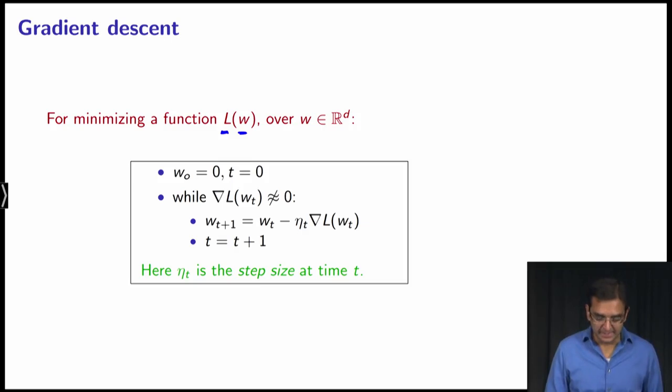So what are these updates? Well, if the current parameter vector is W sub t, what we do is we compute the gradient. We compute the derivative of the loss function at W sub t, and we move in the opposite direction to that derivative with some step size eta sub t. So a very simple update. And the question is, why does this work? So let's think about this a little bit.